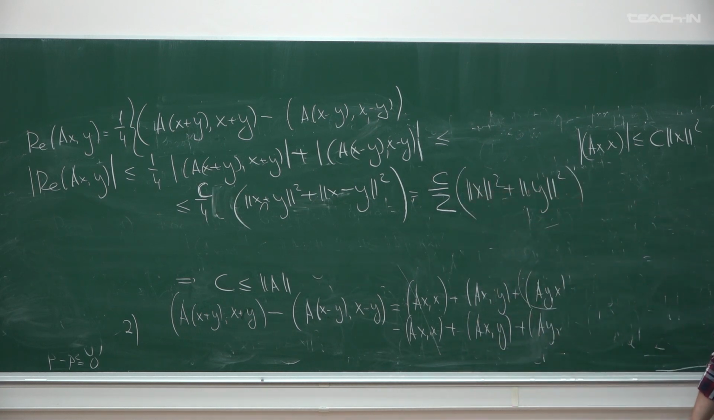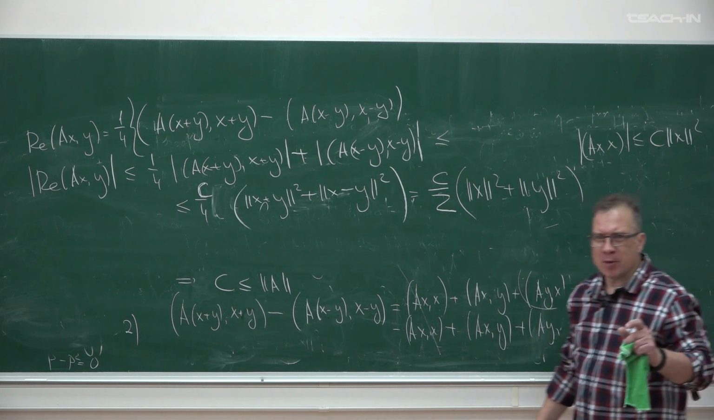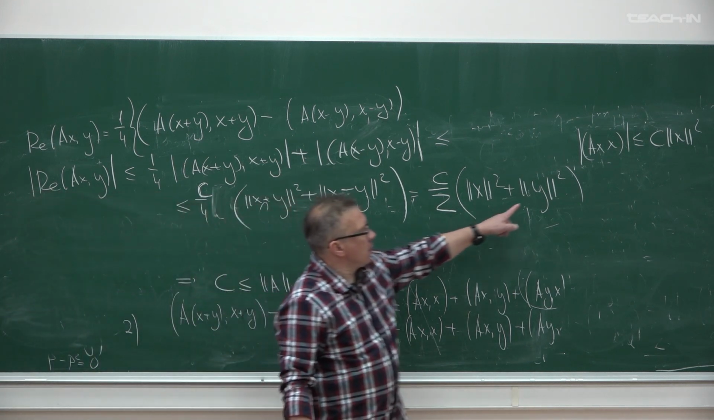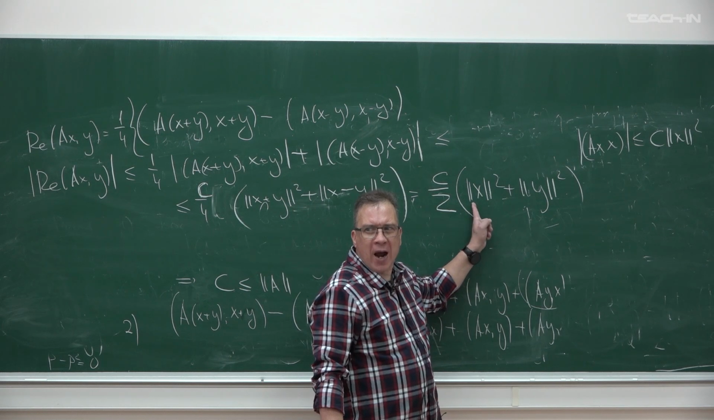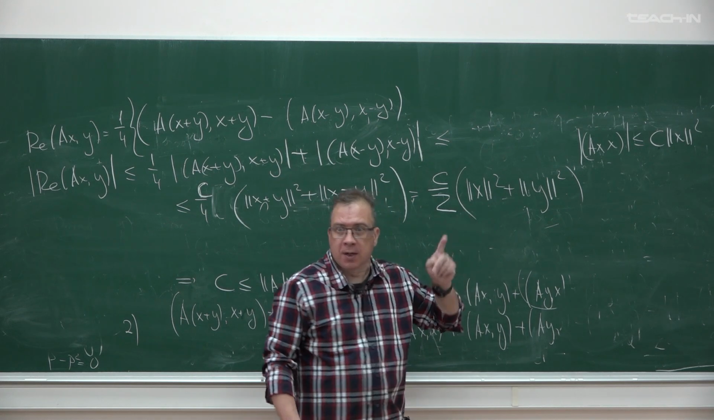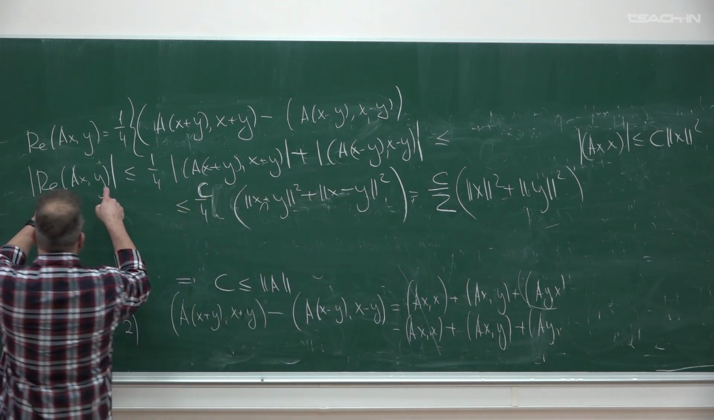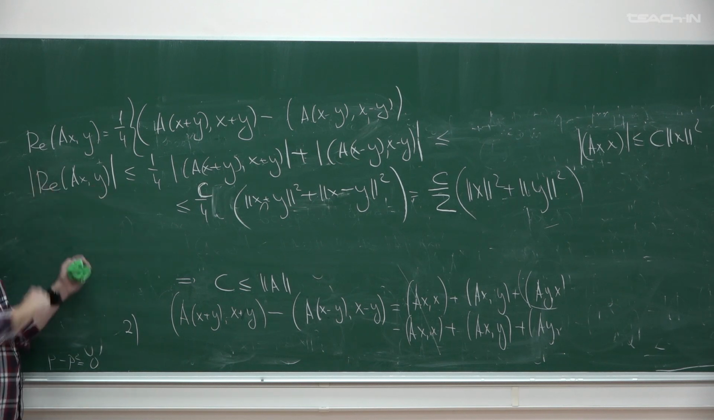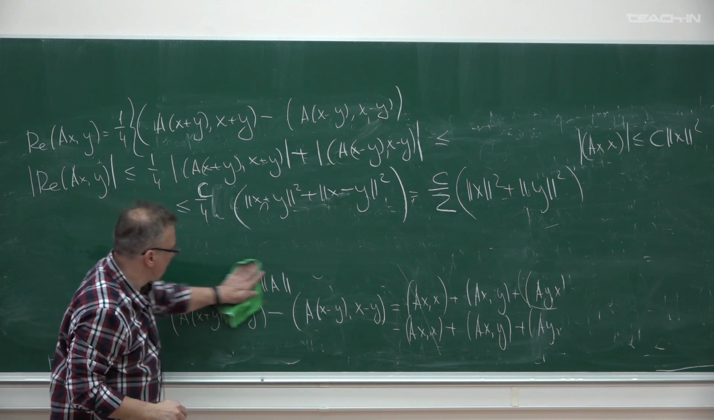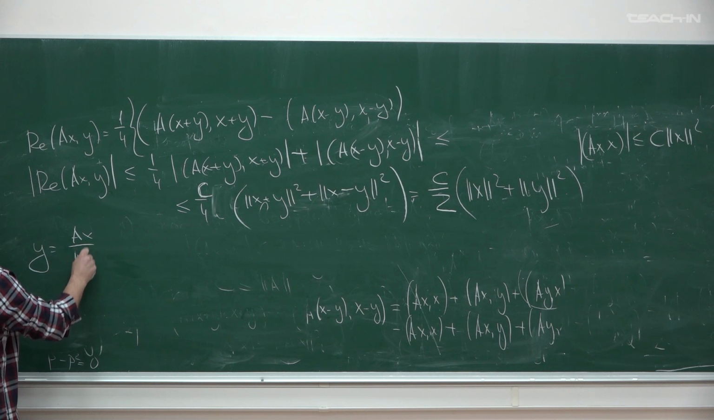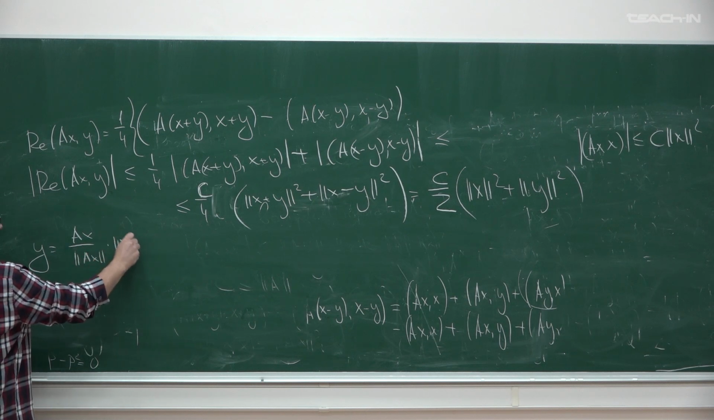And we need to choose the vector y in a proper way, in a good way. Main idea: I want the norm of y to equal the norm of x, to twice these values, first. Second, I want to choose such y that this is real, without a non-real part, but real. So I take y equals Ax divided by the norm of Ax, multiplied by the norm of x.